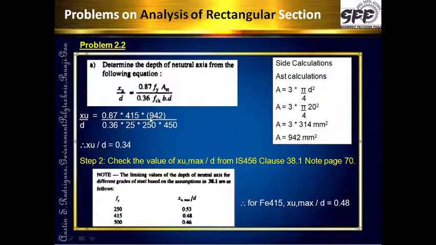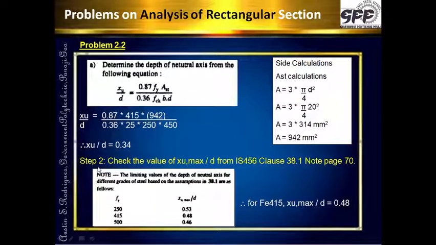Width of the beam in this case is 250 mm and the effective depth is 450 mm. So having got all these values, the value of Xu/d is calculated. The value of Xu/d comes equal to 0.34. With this calculation, that is 0.87 × 415 × 942 divided by 0.36 × 25 × 250 × 450, which are all in the denominator, we get Xu/d, the left hand side, equal to 0.34.